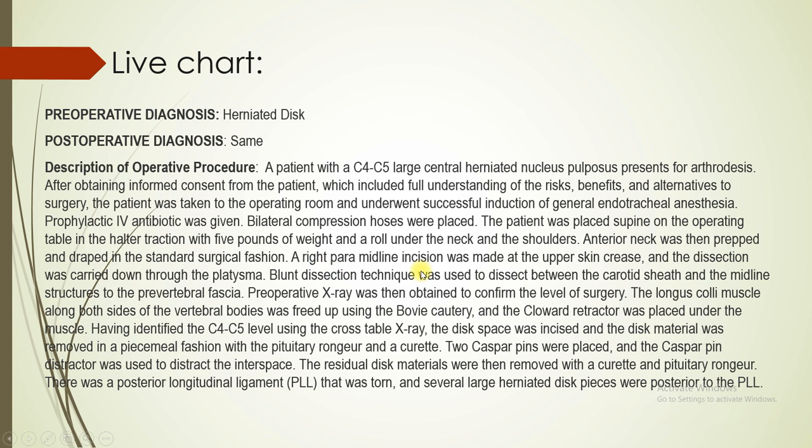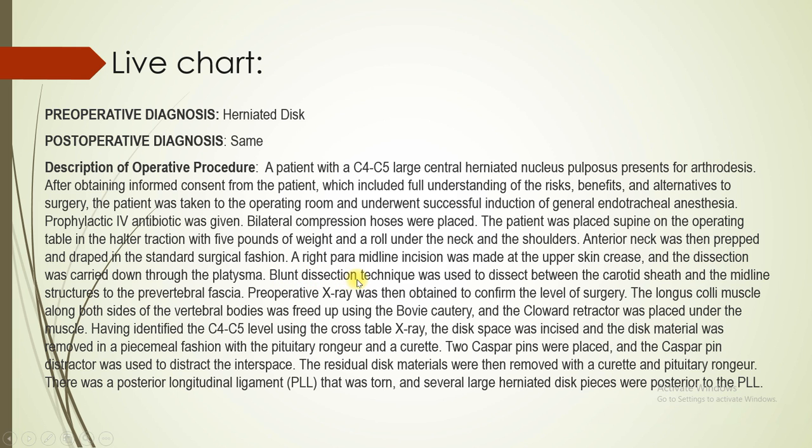So a right paramedian incision. This is also a very important keyword here. Okay. So here the physician has prepared the neck and created the incision in the upper skin crease, and the dissection was carried down through the platysma. The platysma is a very thick muscle where the physician will create a small incision initially and dissect the tissues. So basically, dissection means he will go down through the platysma.